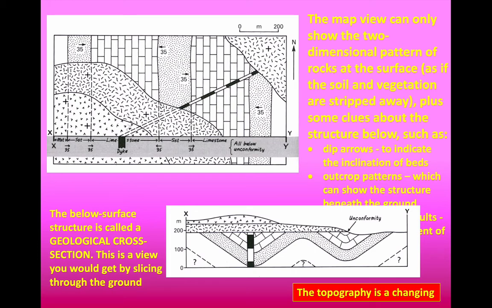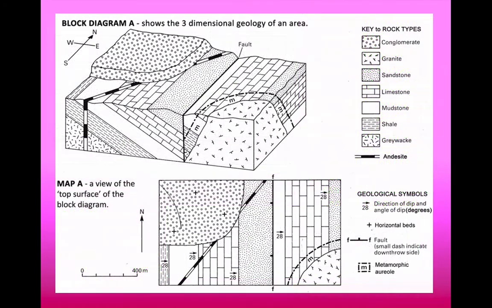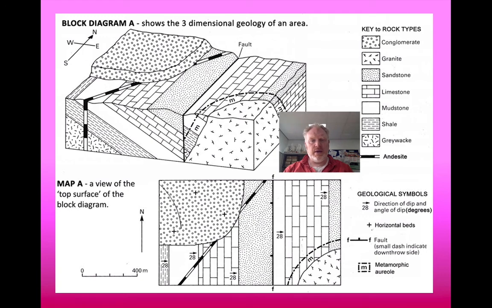Now, you have block diagram A and map A to work with. What I'd like you to do now is work through question 1 on page 7. Can we apply some of the lessons we've learned from previous themes to actually interpreting the geology of this area? Have a go at that now. We'll talk about the answers in another lesson. I'll see you then.